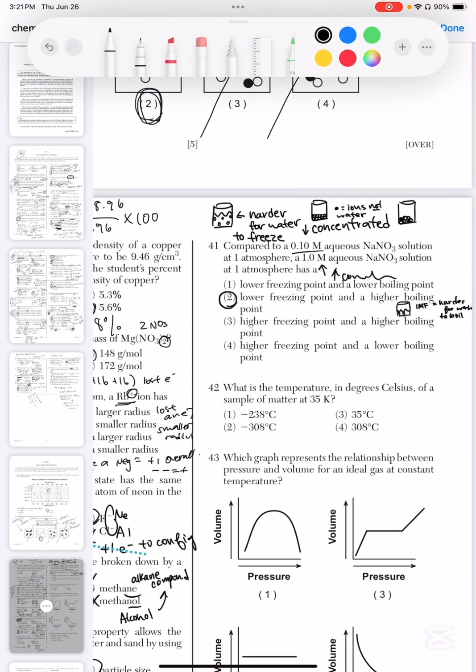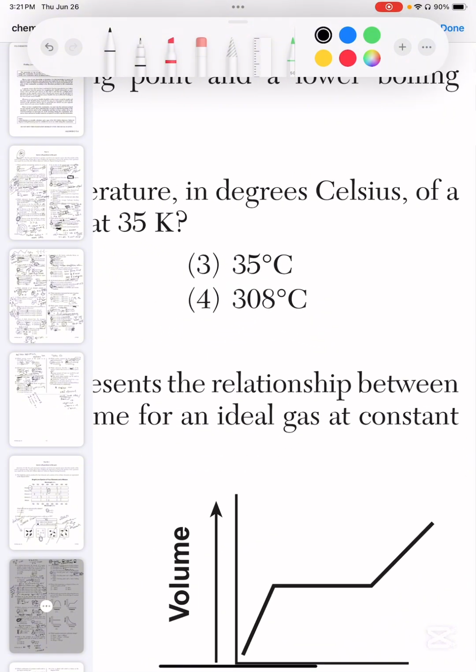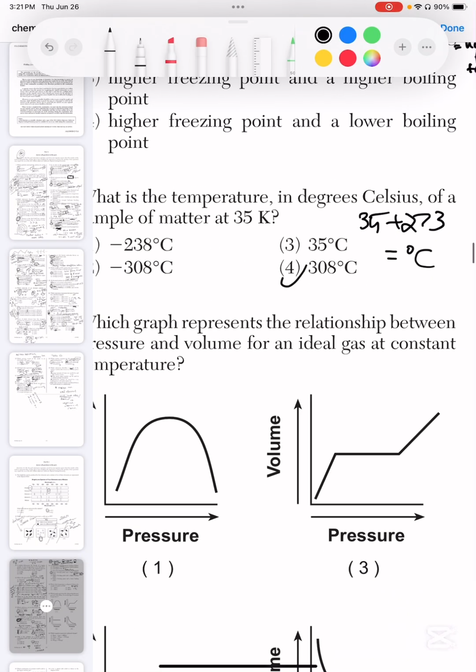What is the temperature in degrees Celsius of a sample of matter at 35 K? This formula is found somewhere on your reference table, but 35 plus 273 equals degrees Celsius. This one.